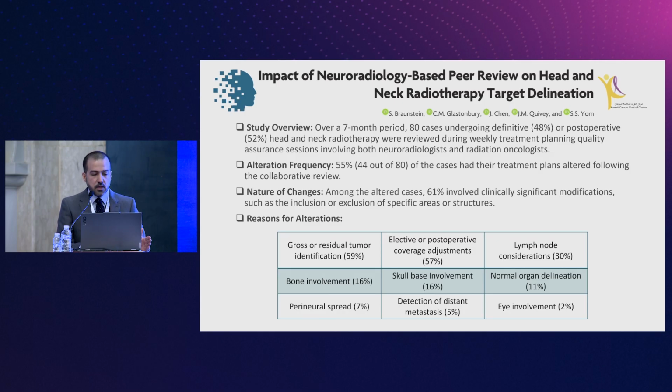Head and neck radiotherapy cases were reviewed during weekly treatment planning quality assurance sessions between radiation oncologists and neuroradiologists, and they found that 55% of the cases had their treatment plan altered after this collaborative review. Among the altered cases, 61% involved a clinically significant modification, such as gross or residual tumor identification or elective or post-operative coverage adjustment.